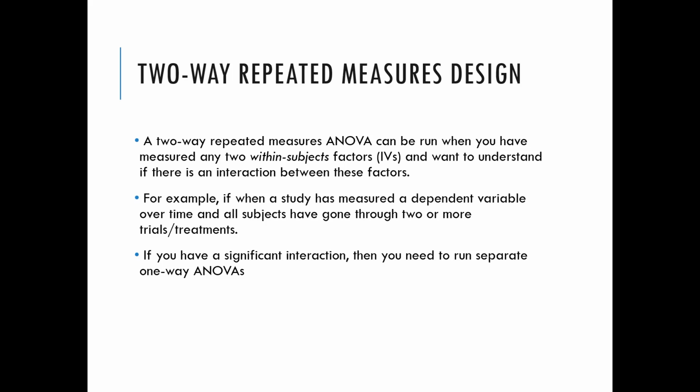And then just like with a two-way ANOVA, if you have a significant interaction, then you need to make adjustments. In this case, we would need to run separate one-way ANOVAs. So for example, if you have time and you have treatment groups, then you would run these one-way ANOVAs for time versus the outcome, and then your treatment group versus the outcome.